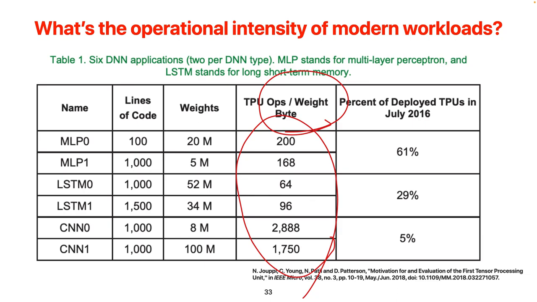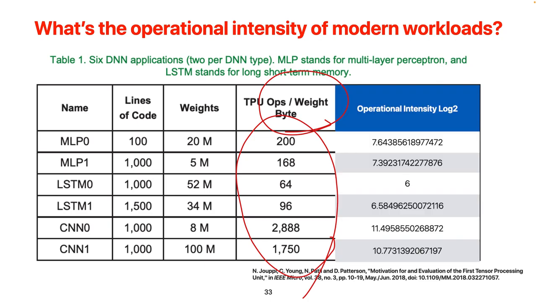And if you look at that, 200, 168, 64, 96, 2,088, 288 or 1750, right? That's way more than matrix multiplication, which is 0.25, right? So here's the thing: because I draw the figure in log 2 scale, I also translated this operational intensity into log scale. So you can see, okay, LSTM, which is already the lowest here, is more than 2 to the 6, right? 64. Operations per byte, right? Every byte of data is going to trigger at least 2 to the 6 operations in these machine learning algorithms. And with CNN, it's going to be 2 to the 12, right?